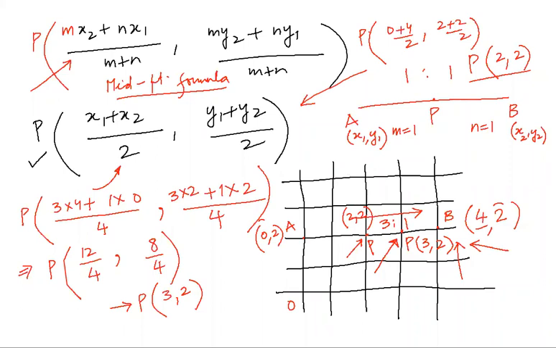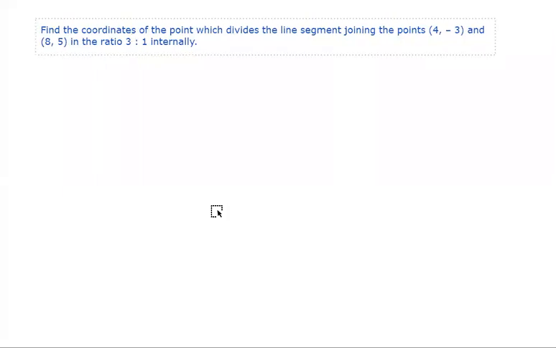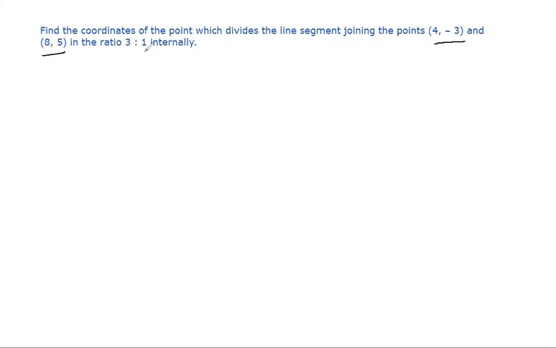See, this is the numerical we have. Let's try to do this numerical. So it says we have to find the coordinates of point P which divides line segment joining this and this in the ratio 3 is to 1 internally. So this is M is to N. This is point A, x1, y1, and this is point B, x2, y2. Students, you can take this also A and this also B, doesn't really matter. So coordinates of, let's say that point is P, which is dividing AB in the ratio 3 is to 1.